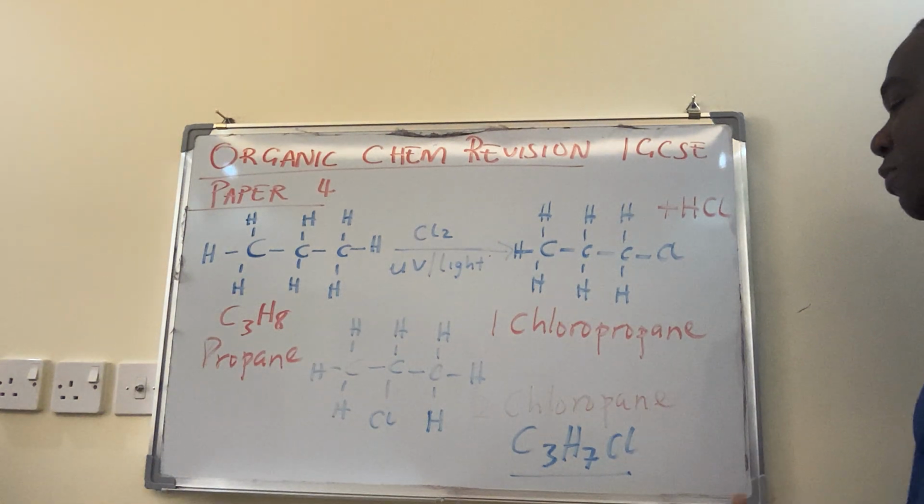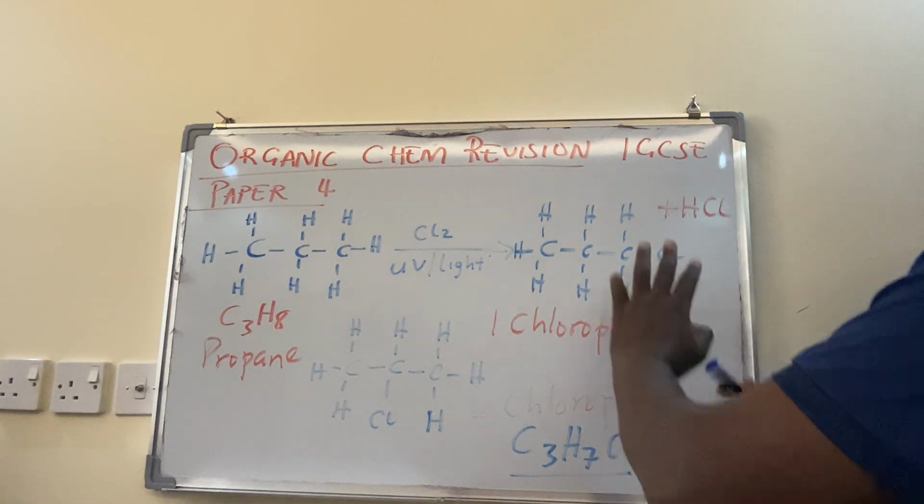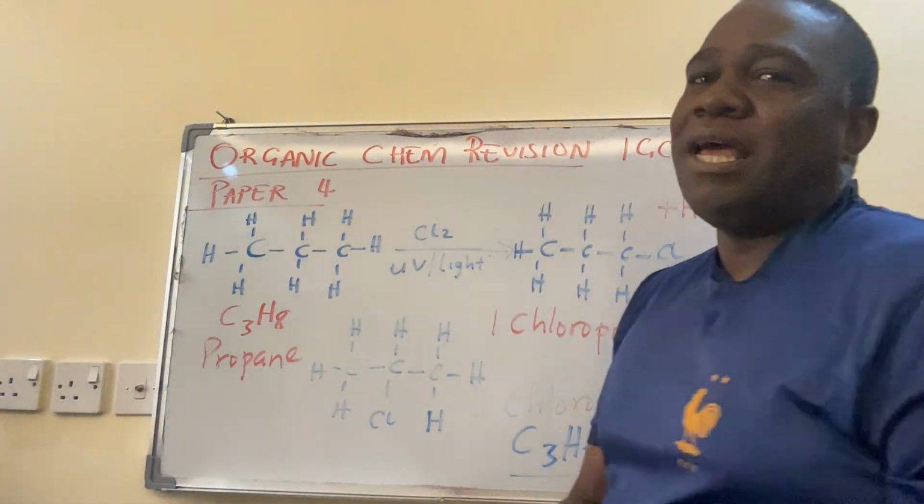They are isomers because they are going to have the same molecular formula, but the way the atoms are going to be arranged in space is going to be different.